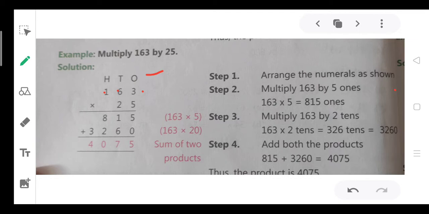Now under this, the multiplier is 25. So again, for the multiplier you will start writing from the right side, 5 and then 2. Then you have to expand 25. 25 is made up of 20 plus 5. So firstly you will write this in expanded form: 25 is equal to 20 plus 5, and we will start multiplication from the right-hand side digit, that is 5. So our first step is 163 we will multiply by 5.